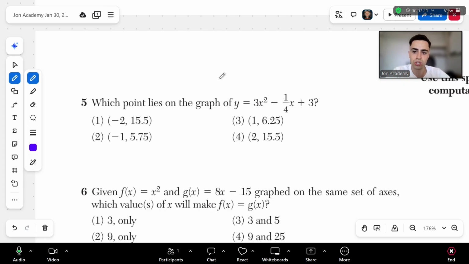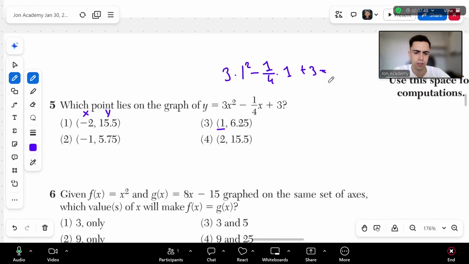So number 5, which point lies in the graph of this function? We have to do the same thing. This means these are the x and these are the y coordinates, no? The first number of the bracket is the x coordinate and the other is the y, no? So we could start by trying 1. So 3 times 1 squared on the x, no? Minus 1/4 times 1 plus 3.